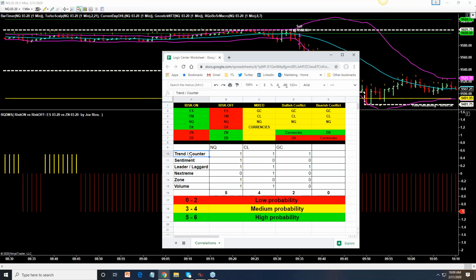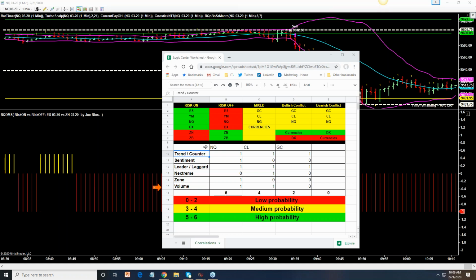And then, of course, the logic that I like to use is located right here. I look at the trend, I look at the sentiment, I look at what's leading and lagging. I look at the next stream, which is built into the NinjaTrader Market Analyzer. I look at the zone. We have two different zones, actually three: Bull Zone 1, Bull Zone 2, and then Zone 3 would be above critical resistance. Bear Zone 1, Bear Zone 2, and then below critical support. And then I look at volume, anything that's directly related to an opening, a closing, a report.